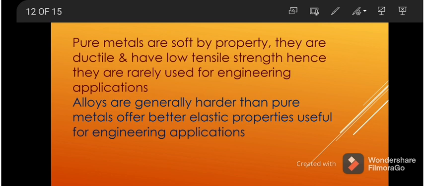And they have low tensile strength. They cannot be extended into wire. They are rarely used for engineering applications. These are almost not applicable at all. They are very hardly used for engineering applications.